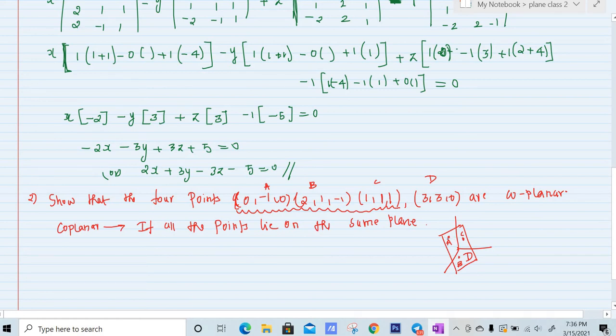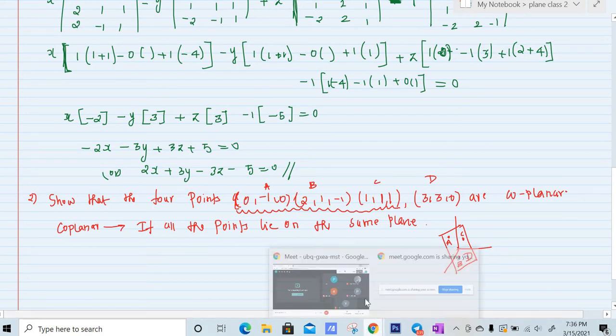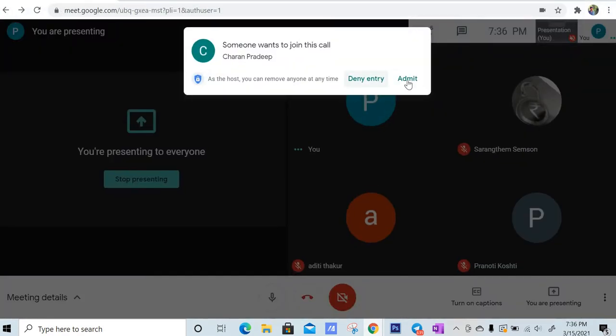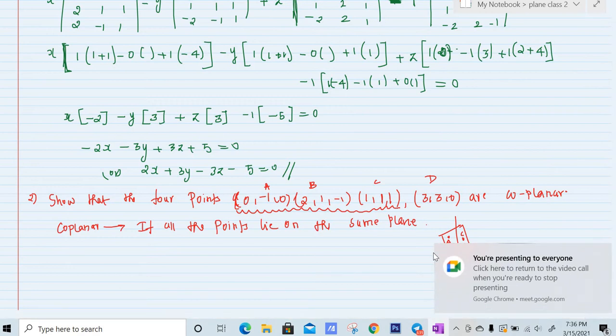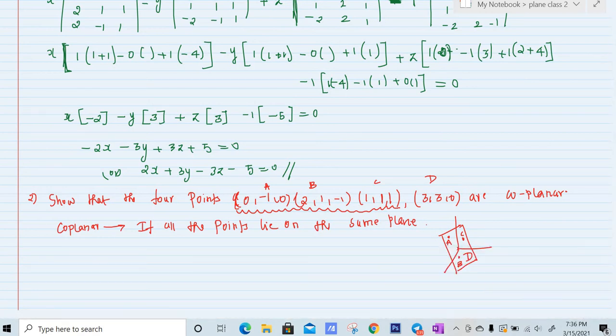coplanar, right? I'll repeat. I'm going to find an equation of a plane. You can take any 3 points. I'm taking the first 3 points. So I'm going to find an equation of the plane passing through the 3 points, and I'm going to show the 4th point also satisfies the equation of the plane passing through these 3 points. That means all 4 points lie on the same plane, right?